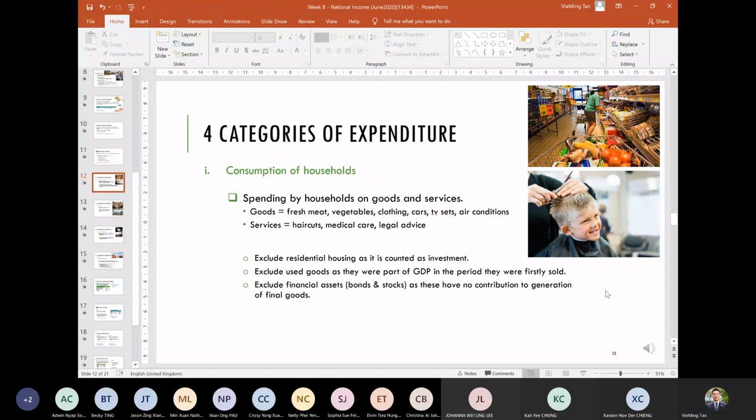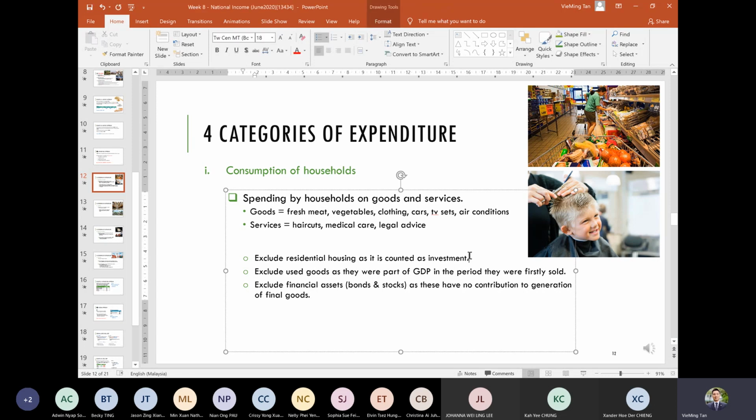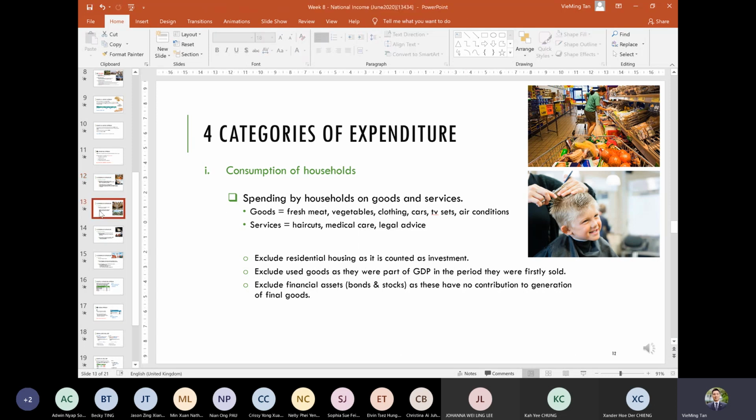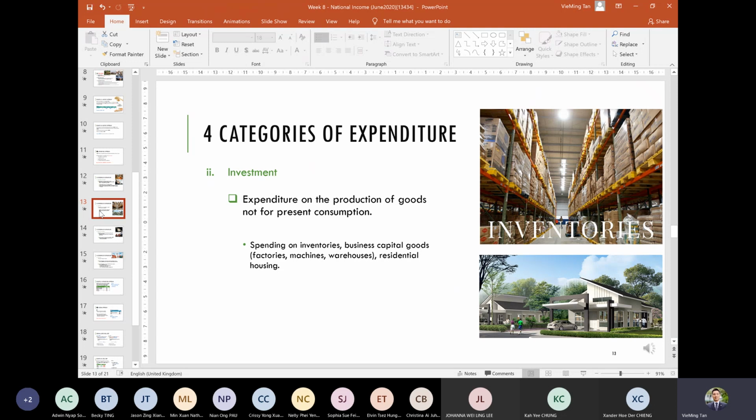Any questions so far on the C? So this one should be included in I, but not C. If there are no other questions, we'll move on to the calculation of investment.